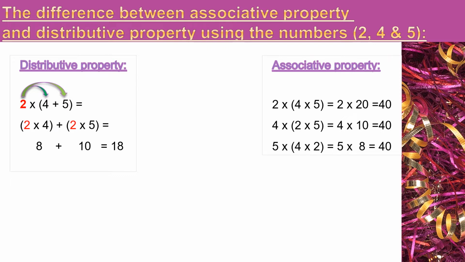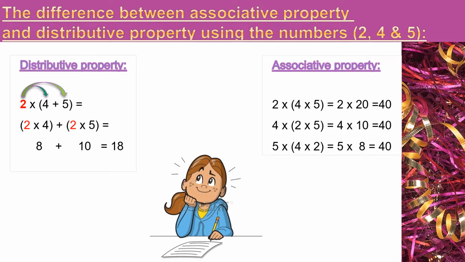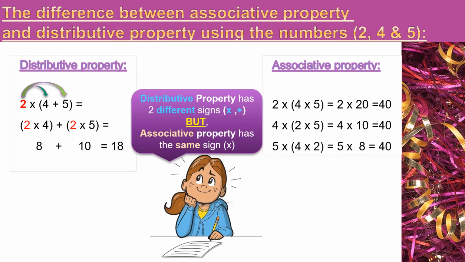And this is what our student noticed. He is thinking about the difference between them. He said distributive property has two different signs, times and plus. But associative property has the same sign, which is times.